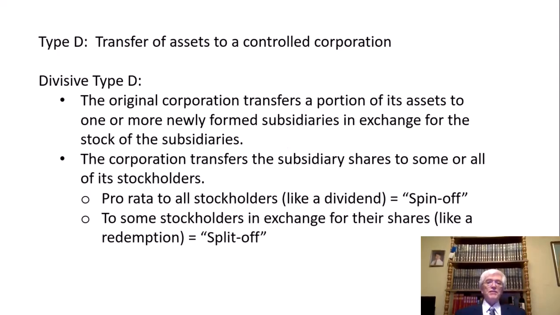So you take a bunch of stockholders and you just divide them up. Some people get the West Side, some people get the East Side, and you go your separate ways at that point. That's called a split off. You split the West Side off from the East Side, and everybody goes their separate ways.